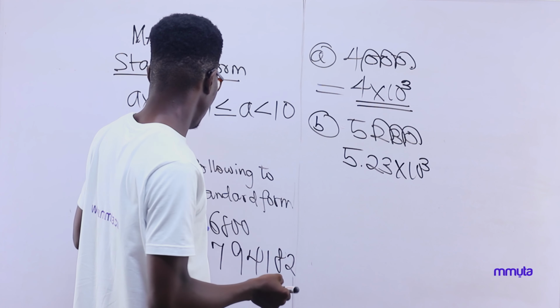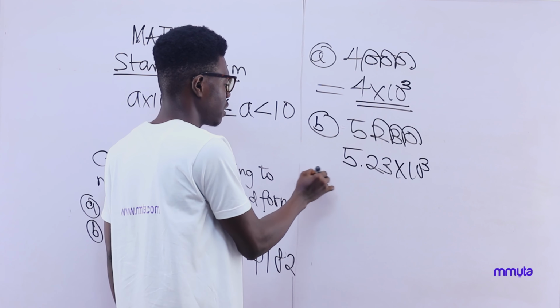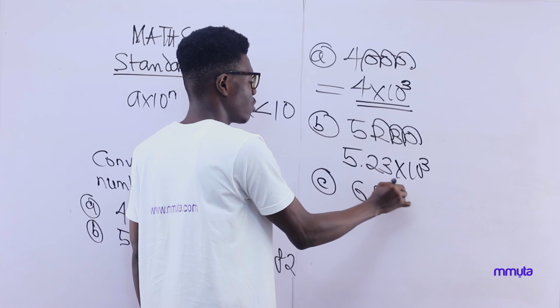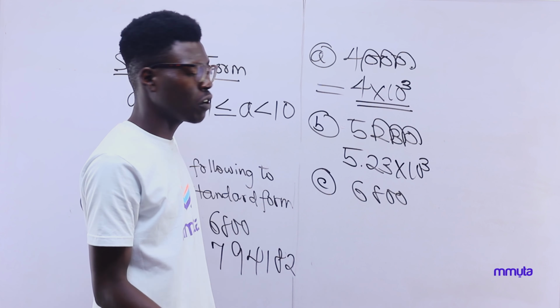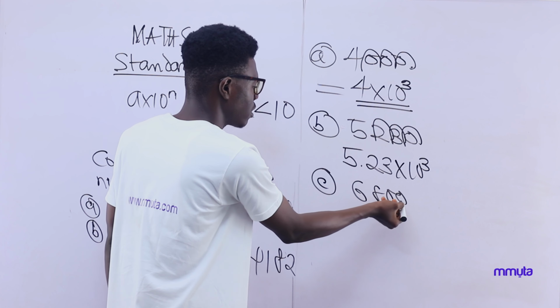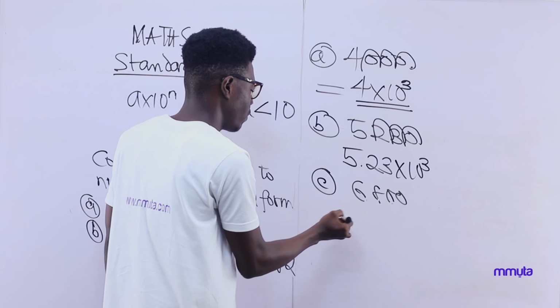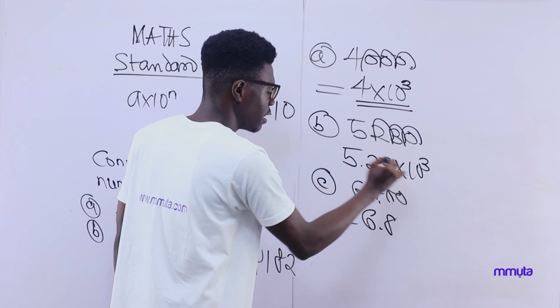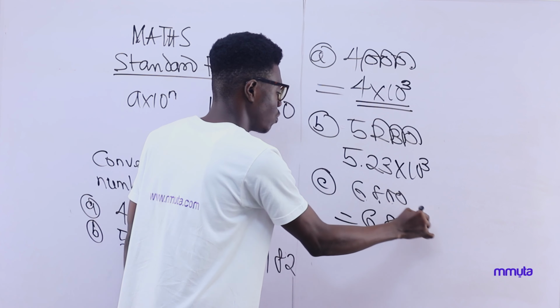So the third question we have here, C, is 6,800. We want to express this as a number in standard form. We simply move towards this side: 1, 2, 3. We are going to have 6.8. Remember, times 10 raised to power 3.